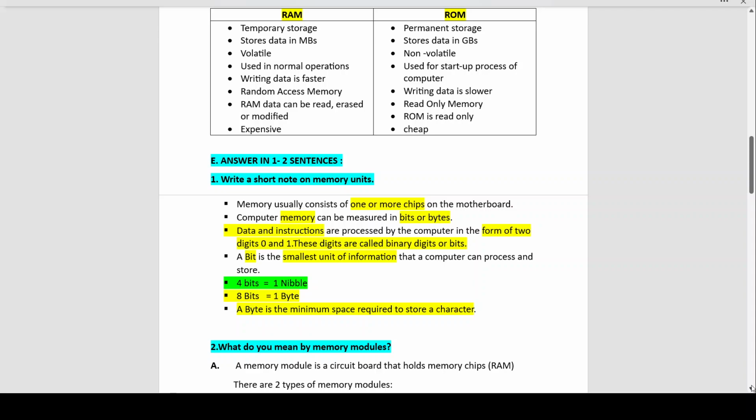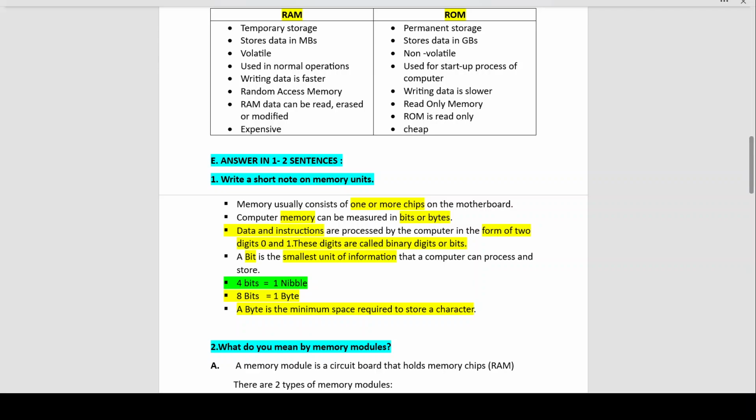RAM is used in normal operations where writing data is faster, and ROM is used only for startup processes of computers and its writing data is slower. RAM data can be read, erased, or modified, and it's expensive. ROM is only read-only memory, and it is cheap.